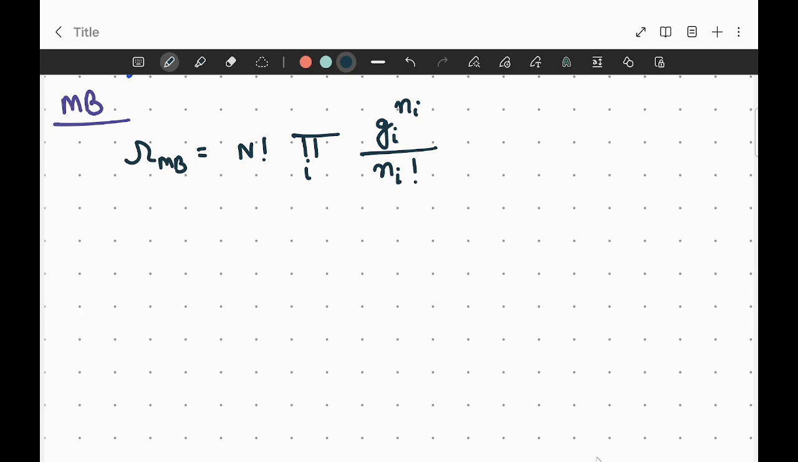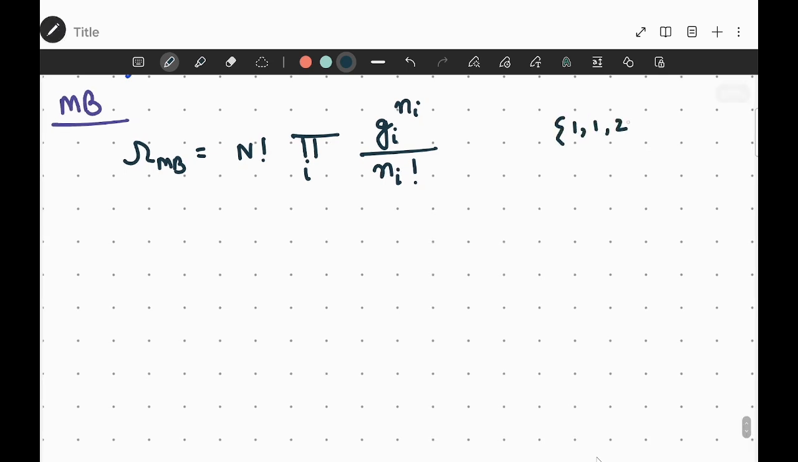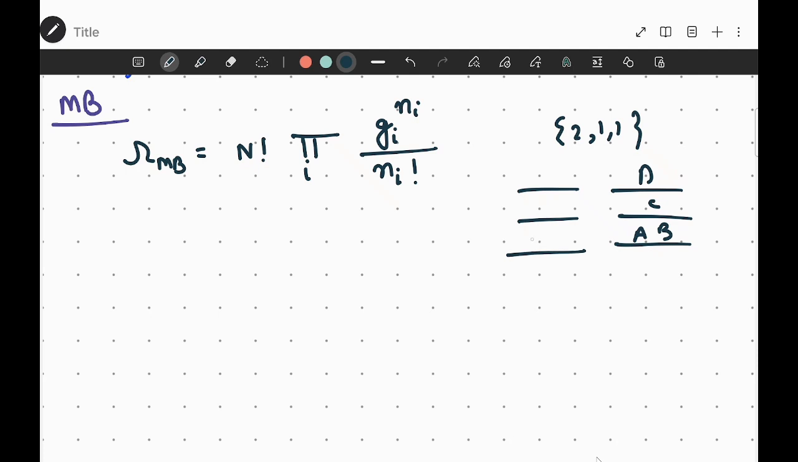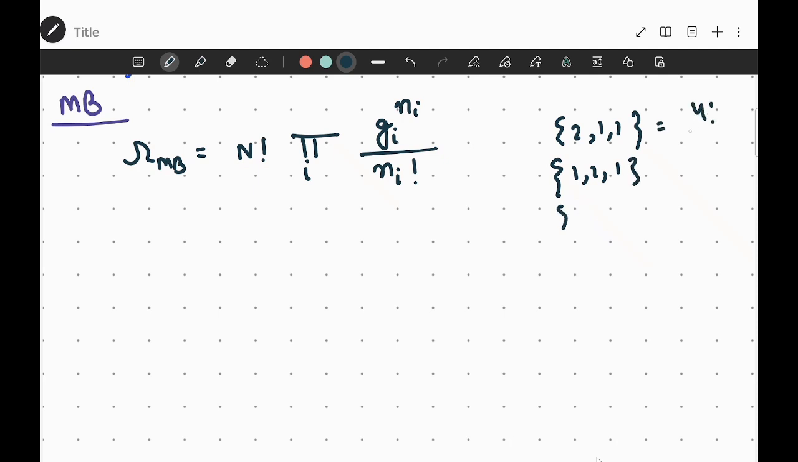What does it mean? Let's say 1, 1, 2. This is the occupancy. Suppose four states are there: A, B, C, D, with occupancy 2, 2, 1, 2, 1, let's say. This is a distribution, one configuration. Under this configuration, this is the number of microstates. So we have to find out the most probable configuration. Another configuration may be 1, 2, 1. Here you can find out the total: 2 factorial, 1 factorial, 1 factorial. What is the answer? 12, right?